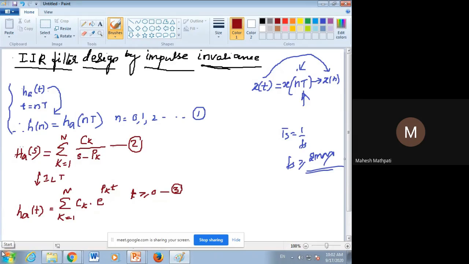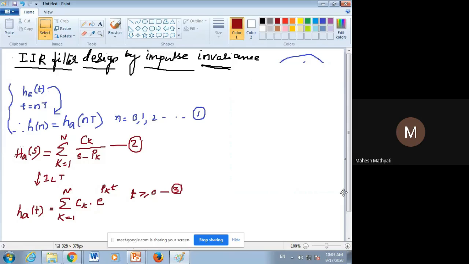We just write the unit sample response of the digital filter. The unit sample response of the digital filter is obtained by... Can anyone tell me how I can write the digital filter now? What change will give you the impulse response of the digital filter?